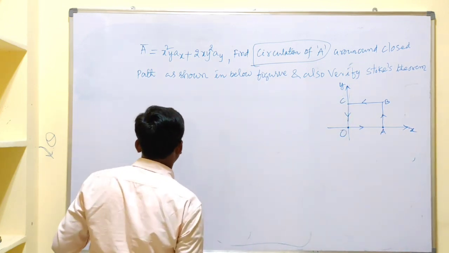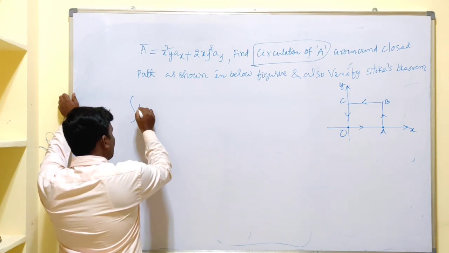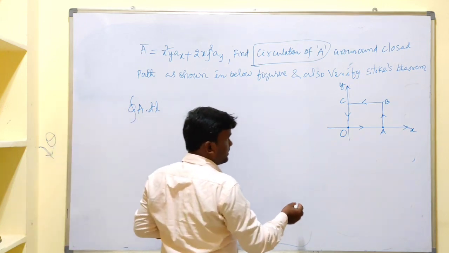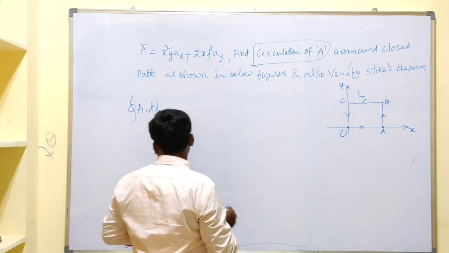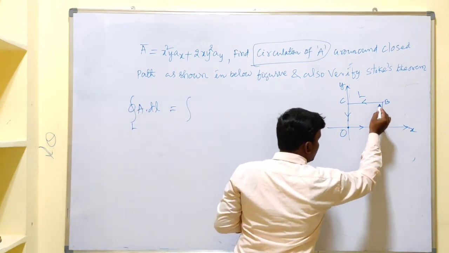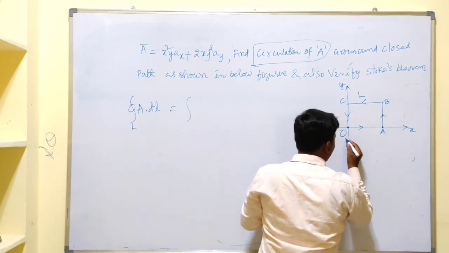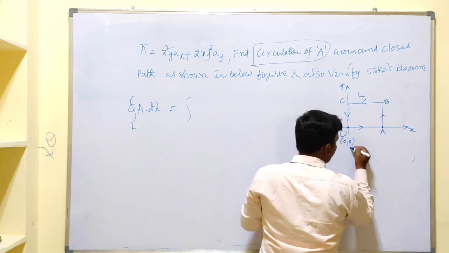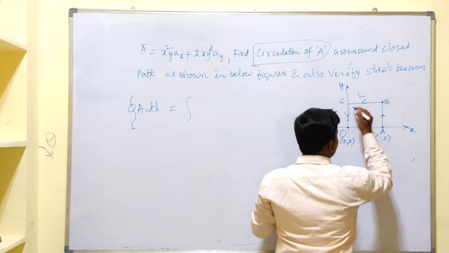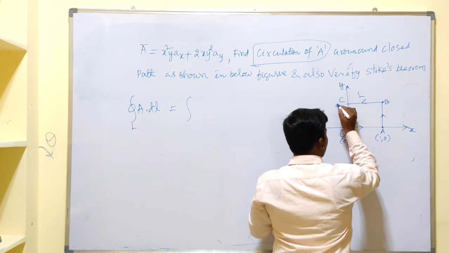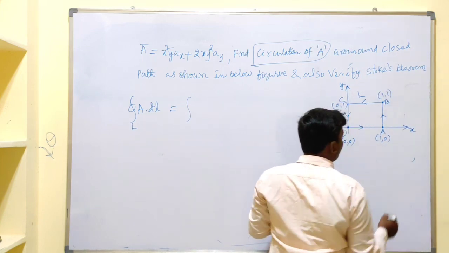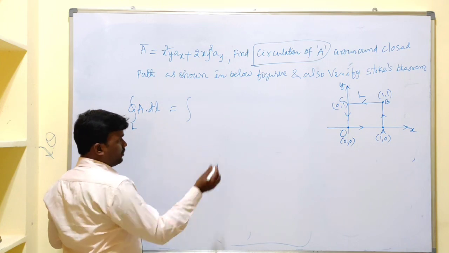We can write the circulation of A as the integral of A dot dl around the closed path, let us say L. What is the closed path in this case? O, A, B, C, O, and they provided these coordinates. It is the origin, 0, 0, and on the x axis y is 0, so A is 1, 0. On the y axis x is 0. Then B is 1, 1.